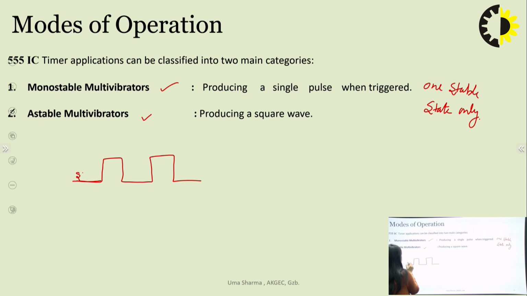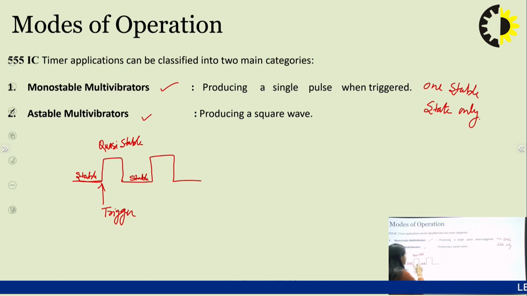Then your multivibrator can remain in this 0 state indefinitely. But if you want to change its state, you have to apply a trigger. By the application of a trigger, your multivibrator can switch from the stable state to the quasi-stable state for some time. But after that, it will return to the stable state, and it can remain in this state for an indefinite period. But if I again apply a trigger, then you get another pulse. So according to the application of the trigger, you can generate the pulse.